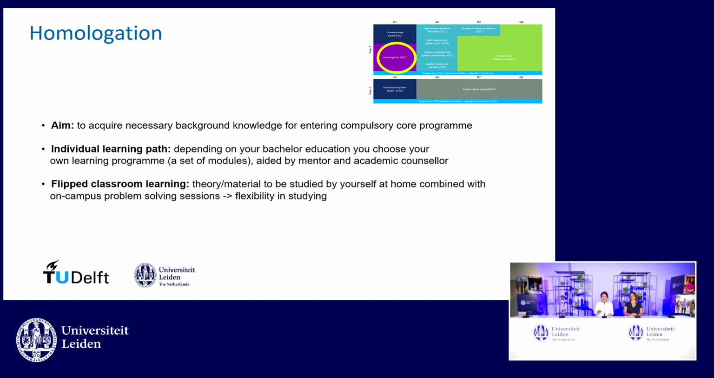So the purple box in the first quarter, called homologation. Homologation means establishing common ground. So in that first quarter, you will follow an individual learning path. And by that, I mean that the program offers modules on different topics. Some are more physics-like, some are more electrical engineering-like, and you choose from those modules the ones that you need, the ones that you didn't have a lot of coursework on during your bachelor program.